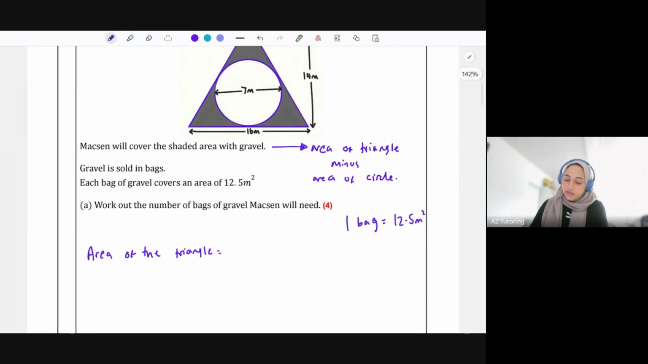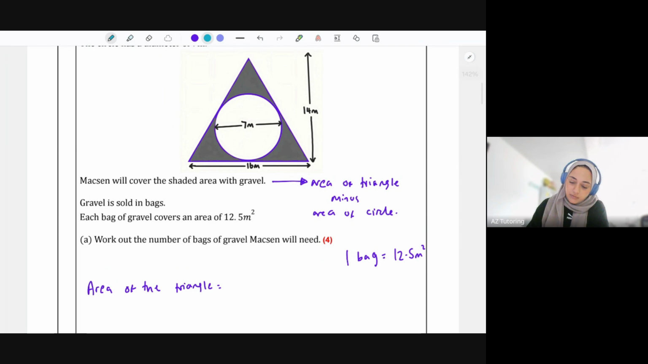With the triangle, we could split it down the middle. We've got two right angle triangles if we do that. So you can see the right angle triangle there and the right angle triangle there. So just keep that in mind. If we have two right angle triangles, we're halving this 16, so we get 8 times the height, which is 14, and we times that by half.